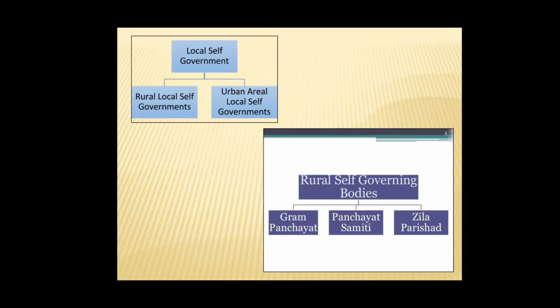Local self-government is of two types: rural local self-government and urban local self-government. Rural local self-government bodies are Gram Panchayat, Panchayat Samiti, and Zilla Parishad.